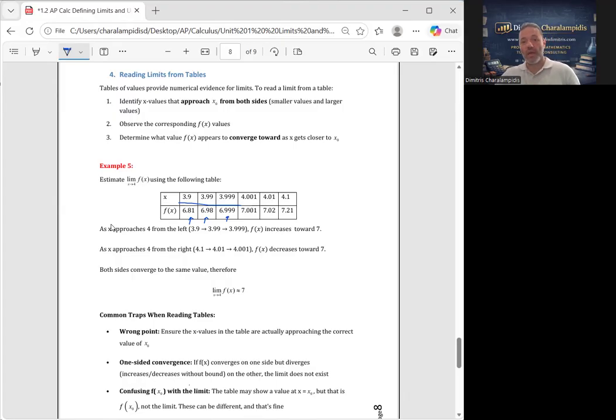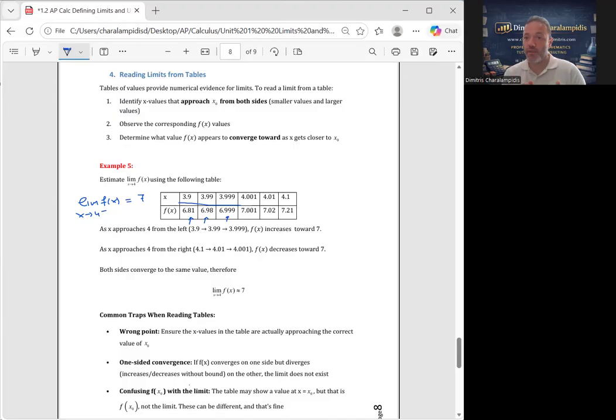So, we could write, using a one-sided limit, that the limit of f of x when x tends to 4 from the left is 7. Now, let's approach 4 from the right.